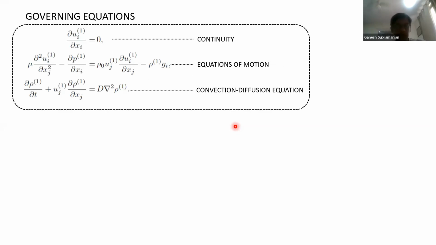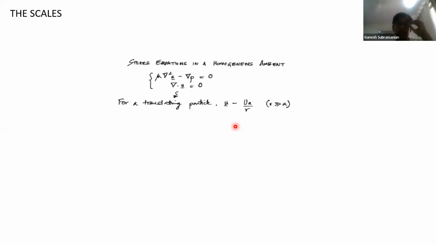And so I'm going to start from the baseline scenario, which is just consider no stratification, so a homogeneous ambient, and no inertia. So Reynolds number is 0. So I'll end up with the Stokes equations here with the continuity equation. Okay. And it's quite well known, the Stokes equations are like the Laplacian. So a translating particle is like a momentum source. And therefore you have a velocity field that is like the Green's function of the Laplacian in 3D. So it decays like 1/r, UA/r to be specific.